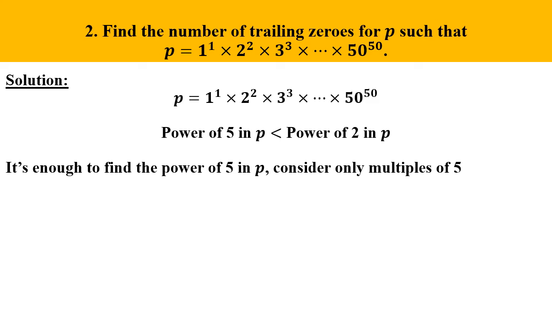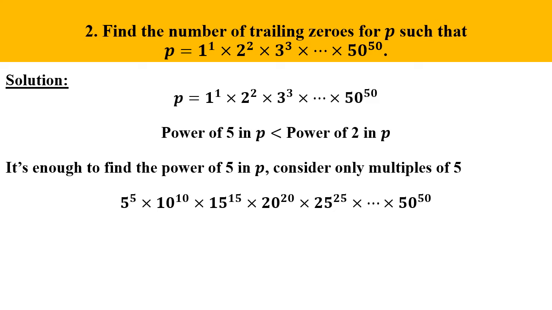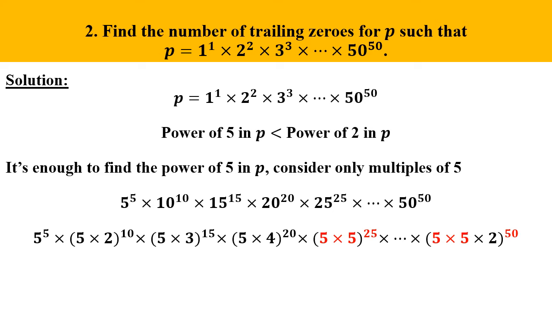It's enough to find the power of 5 in P because the power of 5 in P is less than the power of 2 in P. Consider only multiples of 5 in the expression of P: 5 power 5 into 10 power 10 into 15 power 15 etc., up to 50 power 50. These numbers contain 5. So 10 power 10 can be written as 5 into 2 whole power 10. 15 power 15 can be written as 5 into 3 whole power 15. So like this we write the numbers here. So 50 power 50 can be written as 5 into 5 into 2 whole power 50.